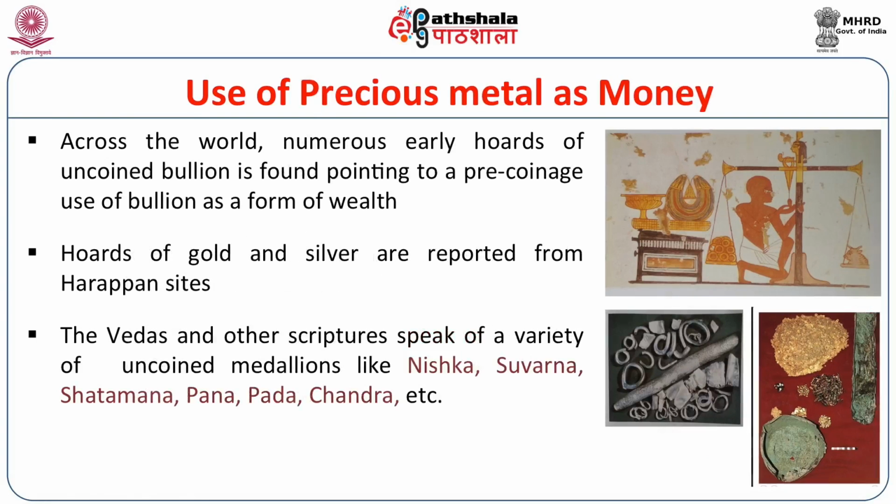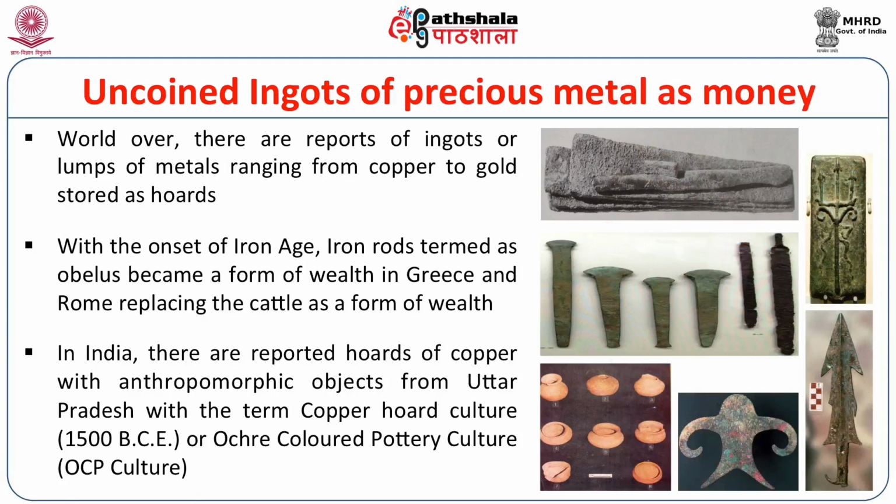So we see a lot of hoarding of gold and silver simply as a form of wealth in both Harappan and non-Harappan societies across the world. The Vedas themselves speak of a variety of uncoined metallic units like Nishka, Suvarna, Shatamana, Pana, Pada and Chandra. We also find a lot of uncoined ingots of precious metal in India itself.